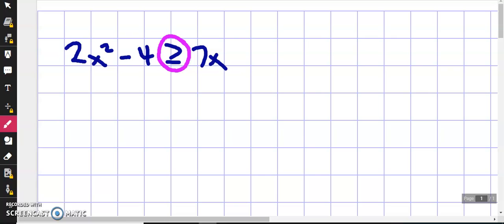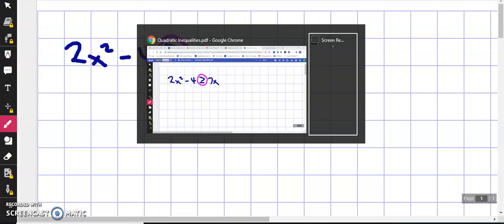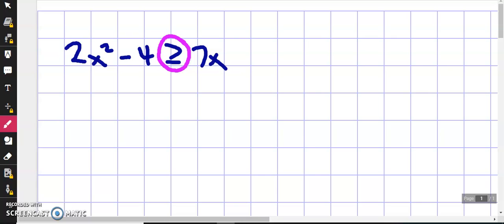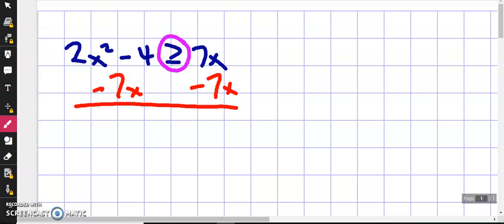So as usual, before I can solve a quadratic equation, I need to have it in standard form, or another way to think of it is I need to have 0 on one side of my inequality or equation. So the first thing I'm going to want to do here is subtract 7x from both sides. So of course that'll give me my 0 over here. And then again, since the 7x is not alike with either the 2x squared or the negative 4, we'll just copy everything down in order.